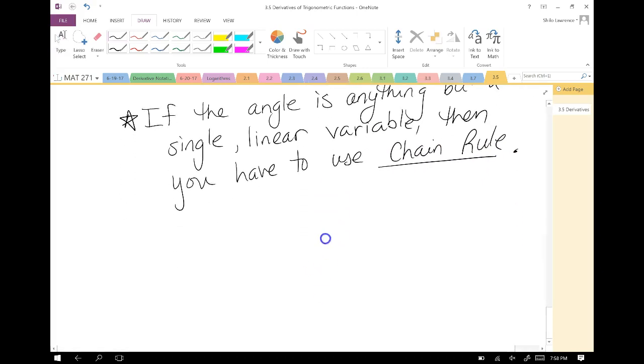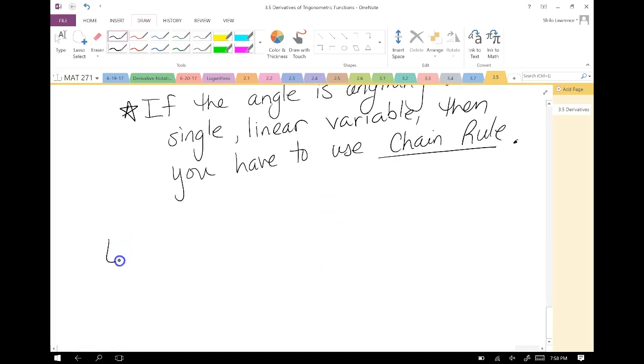So let's start with one of those, because those are pretty easy. And all we're doing here is just finding derivatives. So calculate each derivative.